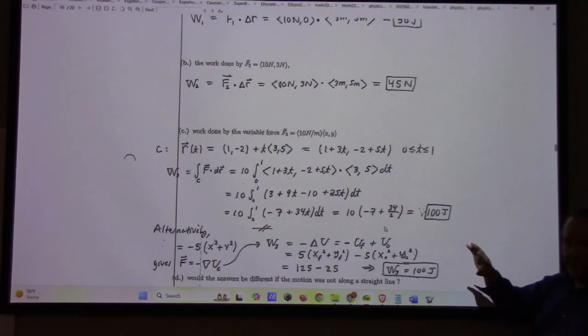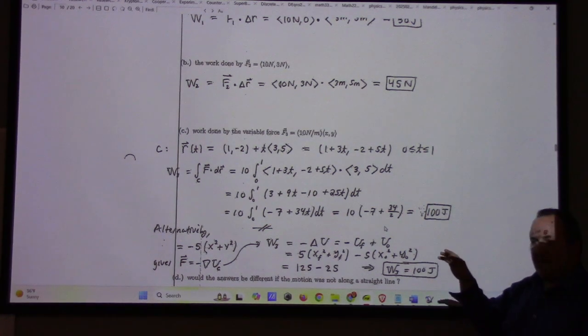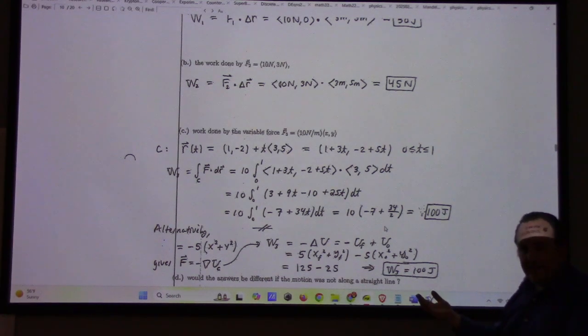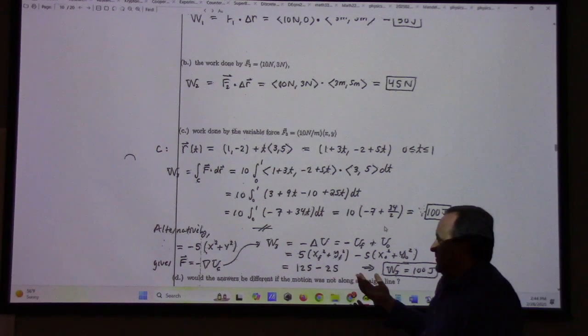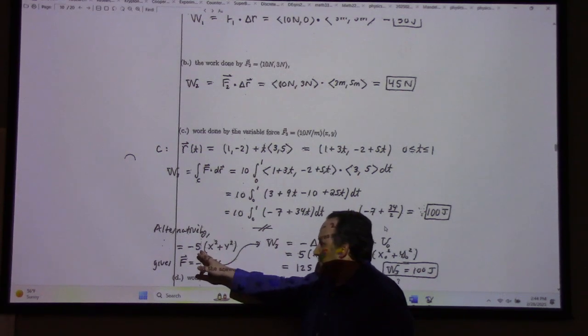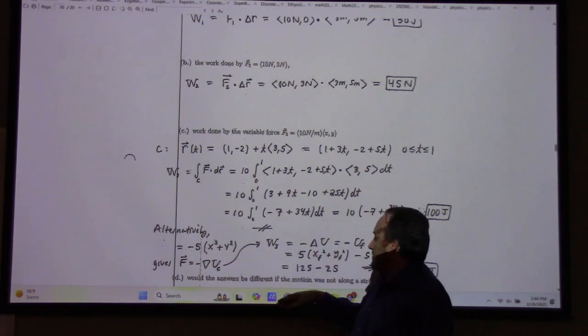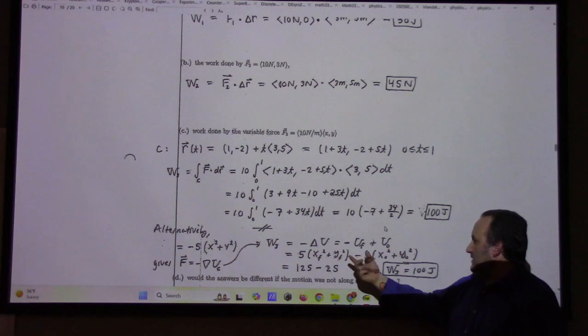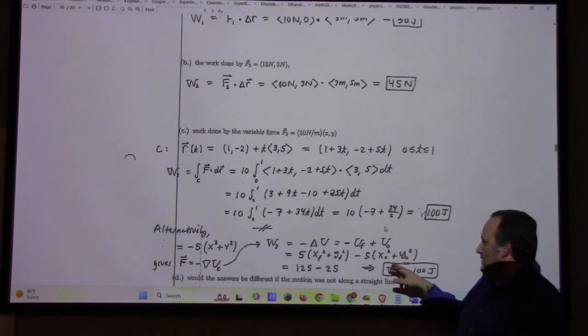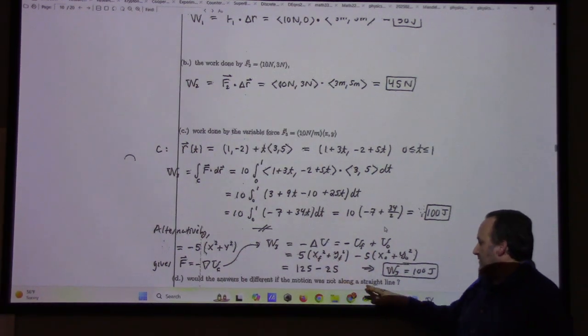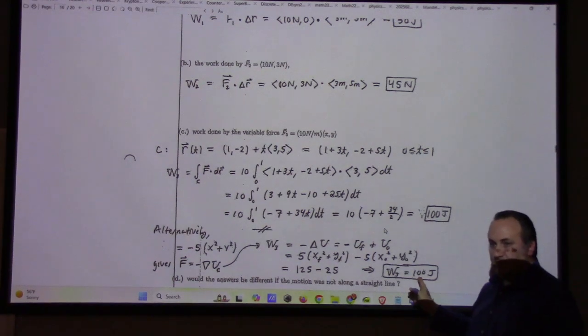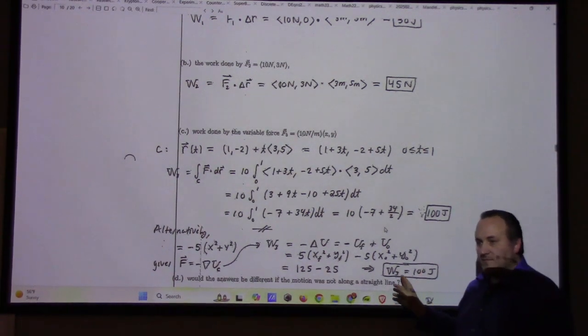The other way you could do it, which would probably be smarter, is to notice, hey, this is a conservative force. I can write down the potential energy function. The potential energy function is this, minus 5x squared plus y squared. So the work done is minus the change in the potential energy, which is simply 125 minus 25, which is 100 joules, right? Which way is easier?